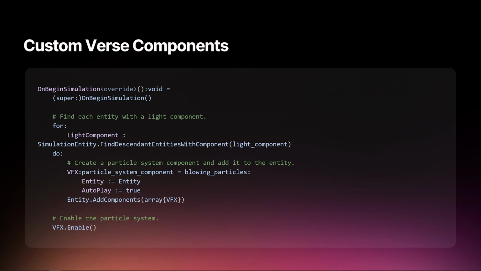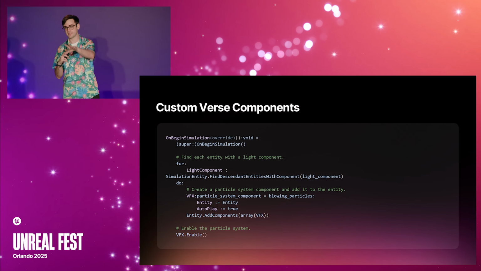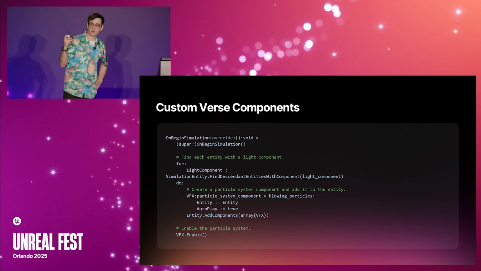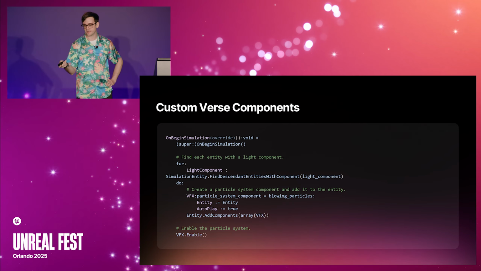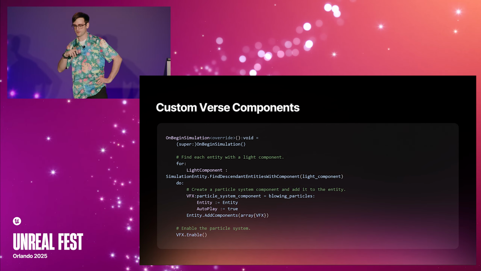In OnBeginSimulation, we find each entity in the scene with a light component. We query the simulation entity, which again is that top-level entity in the scene. Every single other entity is under it. We then call FindDescendantEntities with component, passing the light component. So we return every single entity in the scene with a light component.